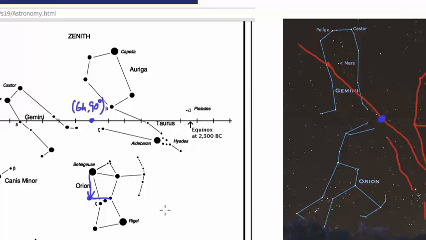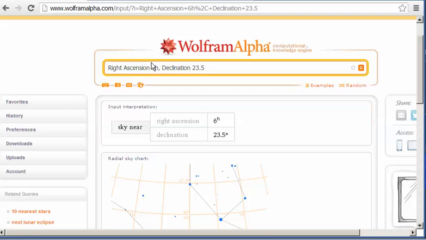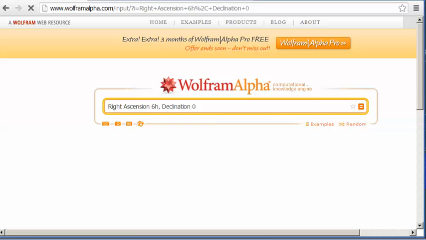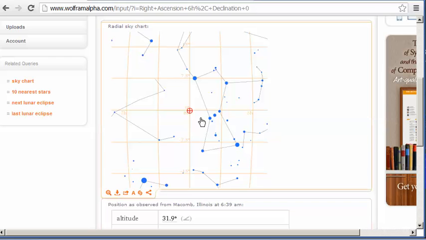Let me go check by typing into here 0 hours and declination. I still want 6 hours. 6 hours right ascension, declination 0, and see what it comes up with. Yeah, this is where the 6-0 point of the equatorial coordinates is. Aha.